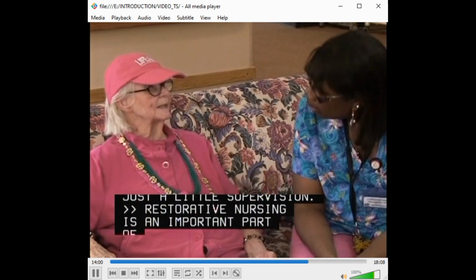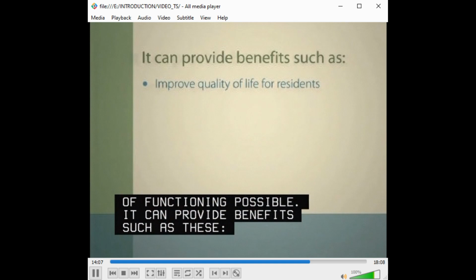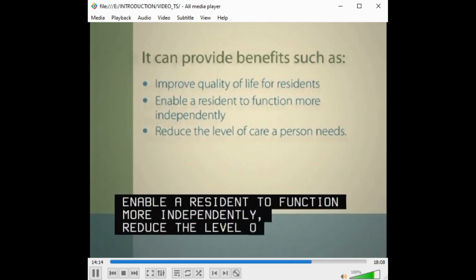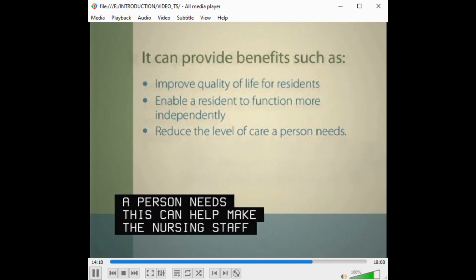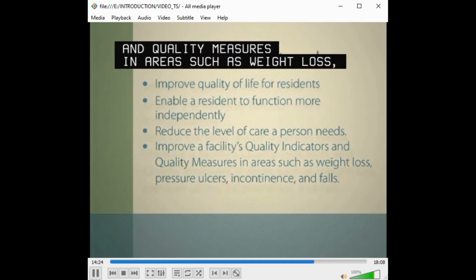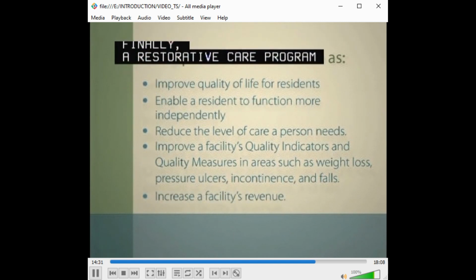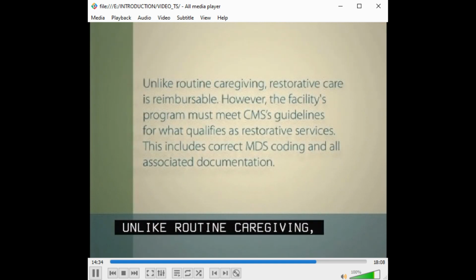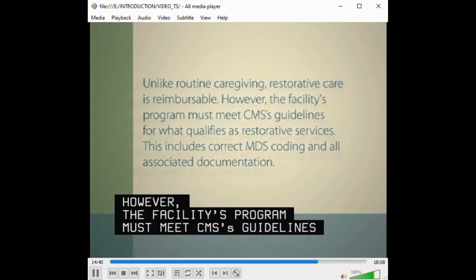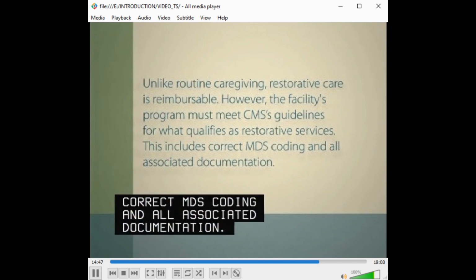Restorative nursing is an important part of a facility's duty to assist residents in reaching their highest level of functioning possible. It can provide benefits such as these: improve quality of life for residents, enable a resident to function more independently, reduce the level of care a person needs. This can help make the nursing staff workload more manageable, improve a facility's quality indicators and quality measures in areas such as weight loss, pressure ulcers, incontinence, and falls. Finally, a restorative care program can increase a facility's revenue. Unlike routine caregiving, restorative care is reimbursable. However, the facility's program must meet CMS's guidelines for what qualifies as restorative services. This includes correct MDS coding and all associated documentation.